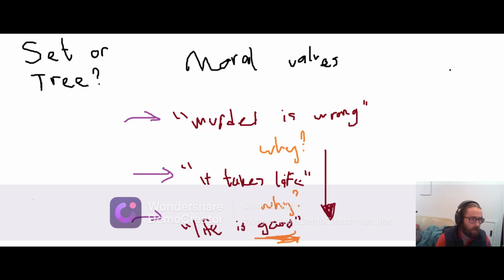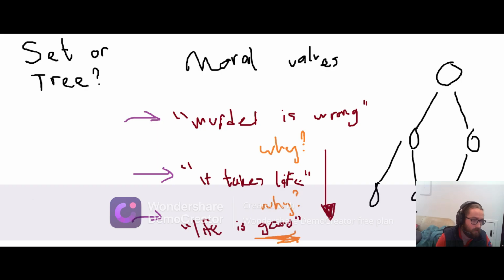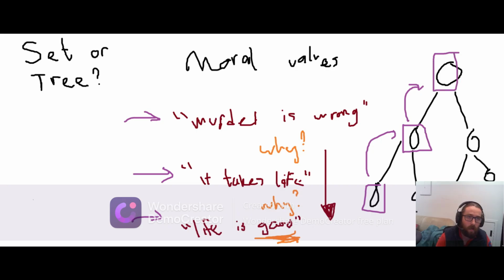So if we consider values as a hierarchy, right, and we say something like, these here are moral values we have, and these are the reasons for them, or the values that they stem from. And if you keep going up the hierarchy, there's going to be something at the top, and that thing is going to be your most fundamental value. So you might ask, well, what is that value? That's a really interesting question.